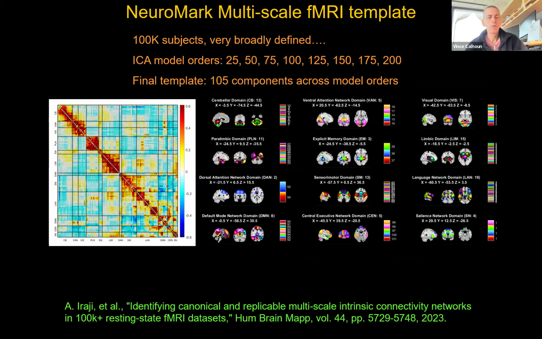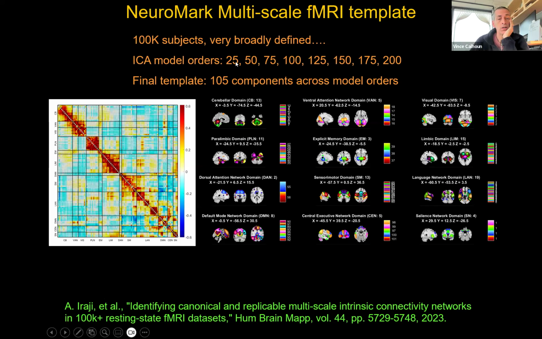So here's a newer template. The one I showed you before was 53 components derived from the Human Connectome Project and Genomics Superstruct Project. Here we're using 100,000 subjects across many different studies. So the idea was a broadly defined template, trying to make it as generalizable as possible. And we wanted to look across ICA model orders.